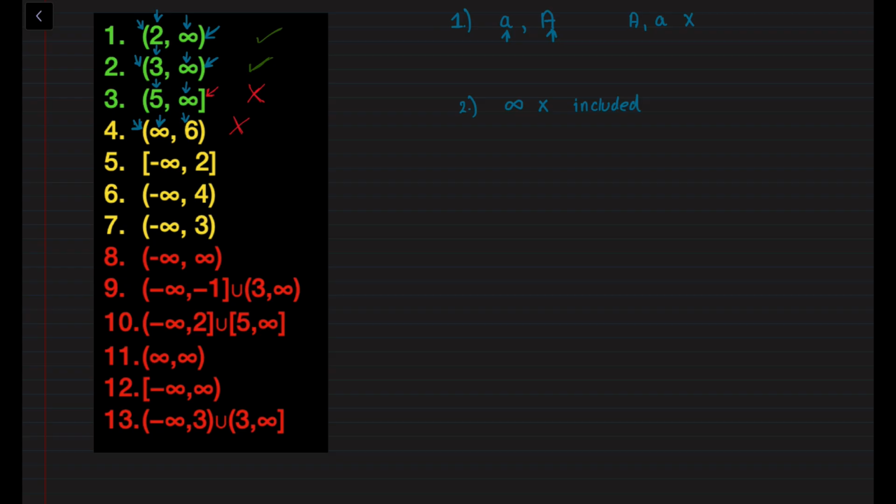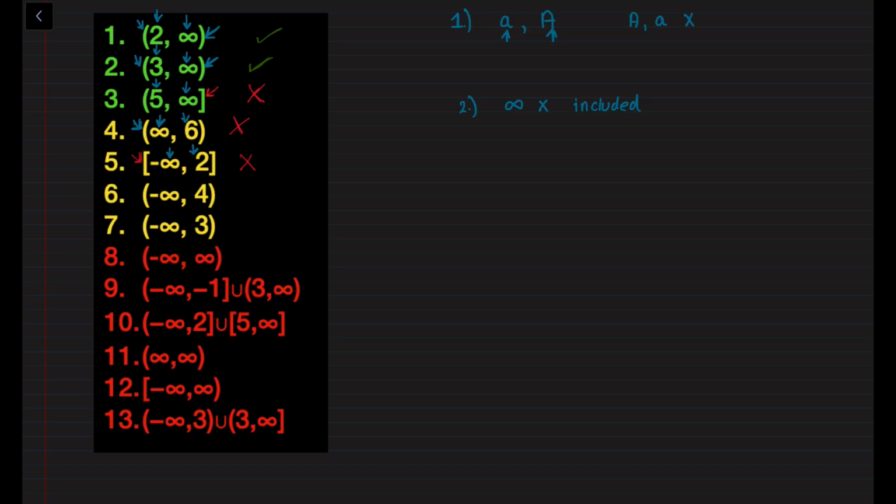Now, for the next one, we have negative infinity, and it's on the left-hand side, which is completely fine. And we have 2 over here, which is also completely fine because it's greater than negative infinity. But the problem is that we have infinity being included, which is not okay. So this is invalid.